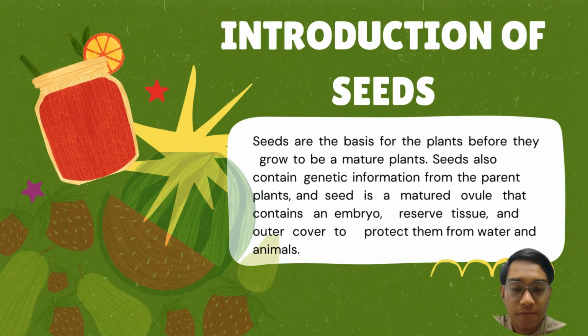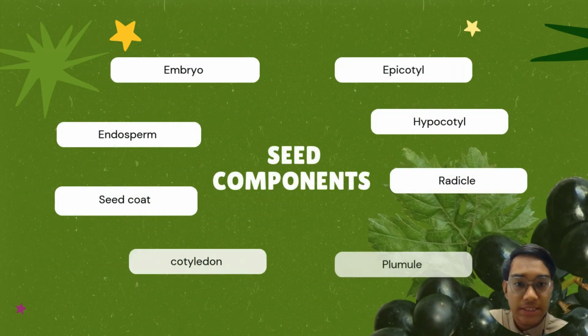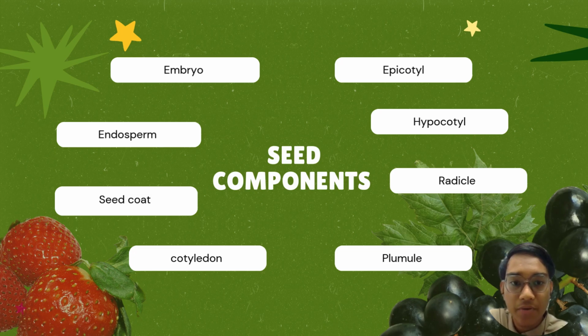Okay, after the fruit sections, I will go to the introduction of seeds. Seeds are the basis for the plants before they grow to be a mature plant. Seeds also contain genetic information from the parent plants, and a seed is a mature ovule that contains an embryo, reserve tissue, and an outer cover to protect them from water and animals. Seeds have eight components: embryo, endosperm, seed coat, cotyledon, epicotyl, hypocotyl, radicle, and lastly plumule.